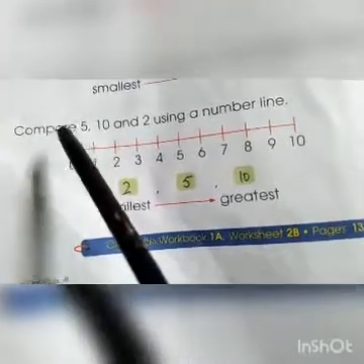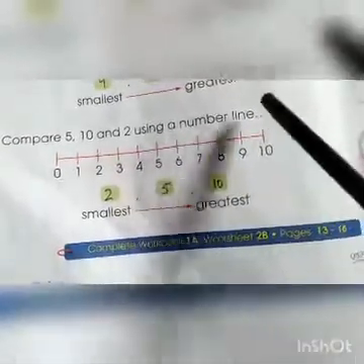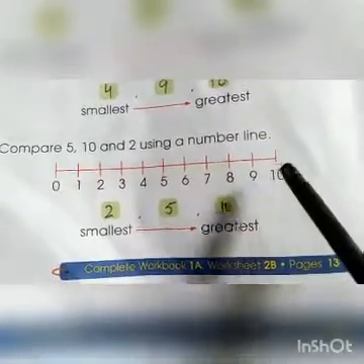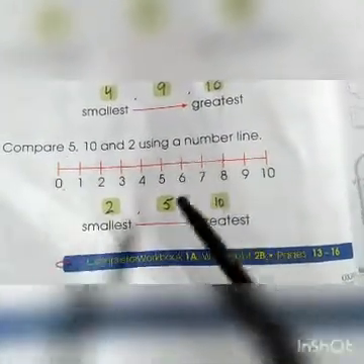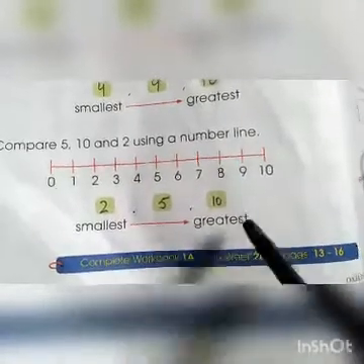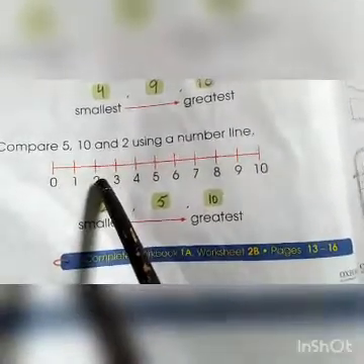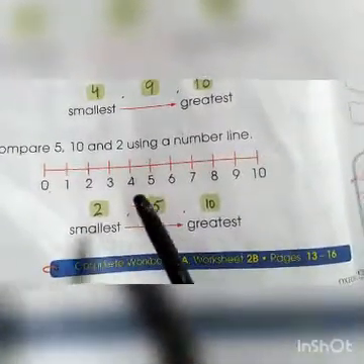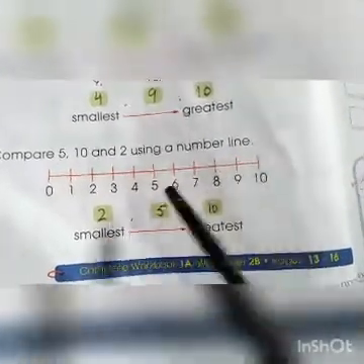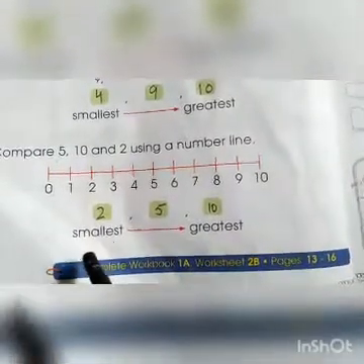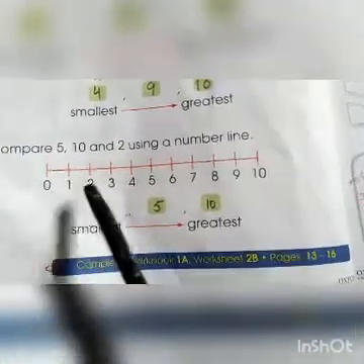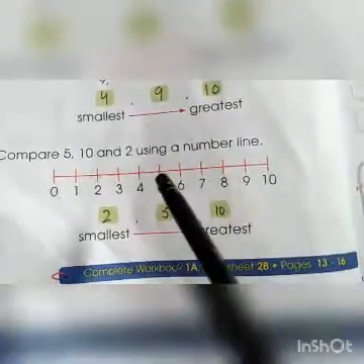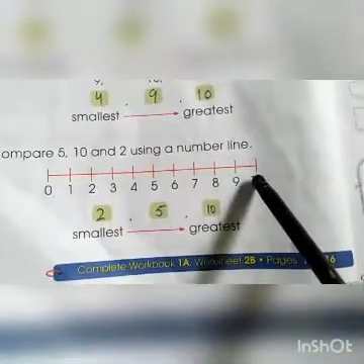Question number 4. Compare 5, 10 and 2 using a number line. We have a number line 0 to 10. Okay. 2, 5, 10. Smallest to greatest. Okay. 2 is on the left side of 5 and 10. That means 2 is the smallest. And 5 is on the left side of 10.